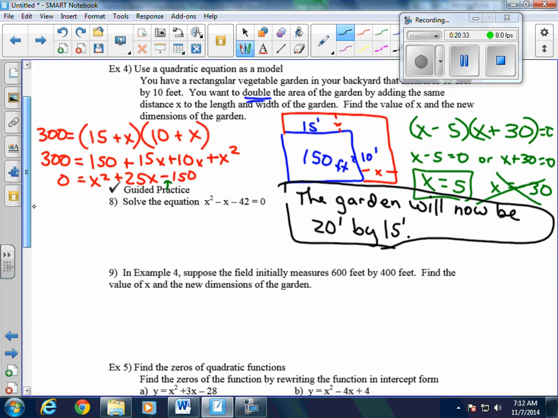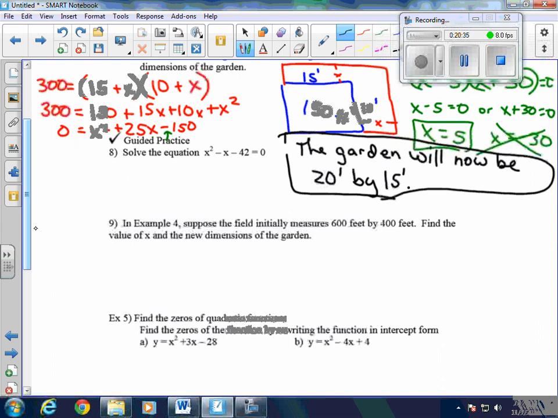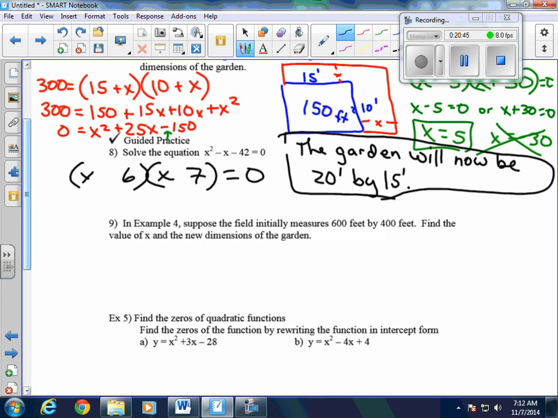Okay. And we're going to skip the guided practice question, well, we'll do number 8. We'll just do this one quickly. x and x, 6 and 7, minus and plus. And so x is going to equal -6 and x is going to equal 7. So here are the answers to number 8.